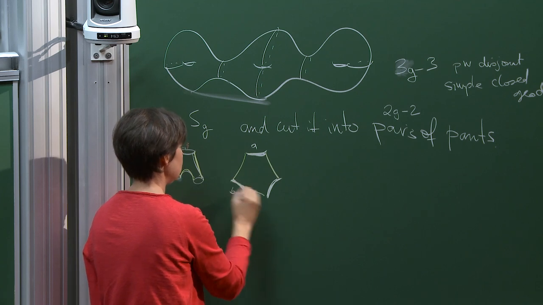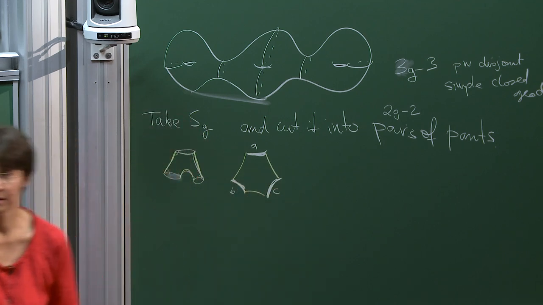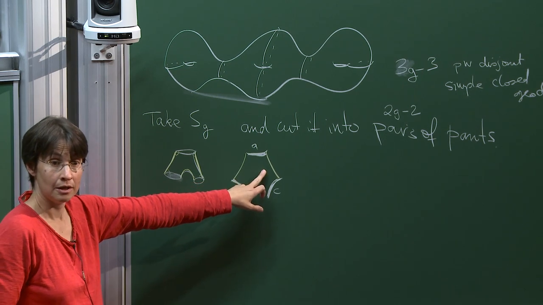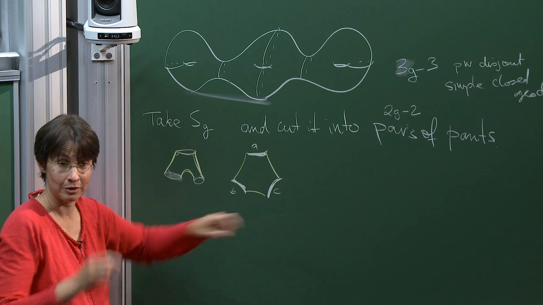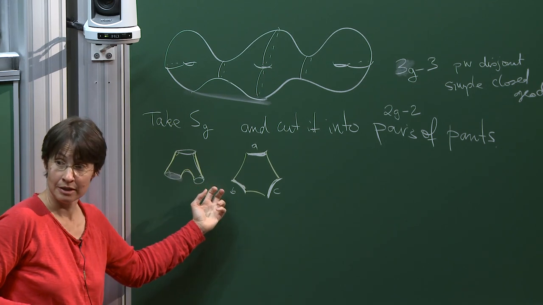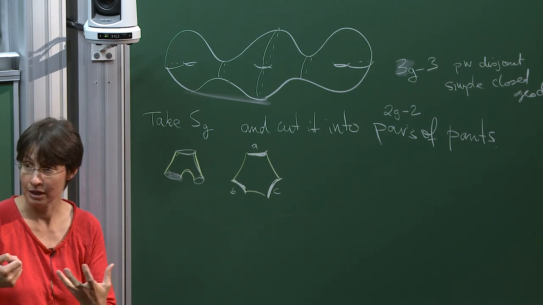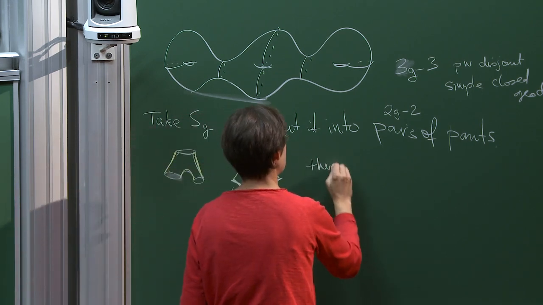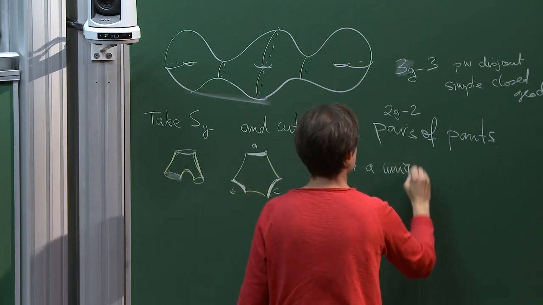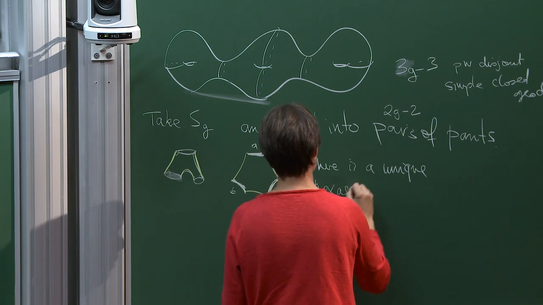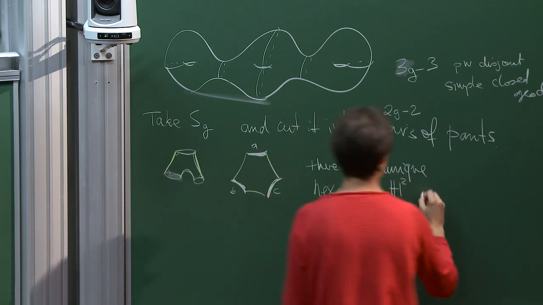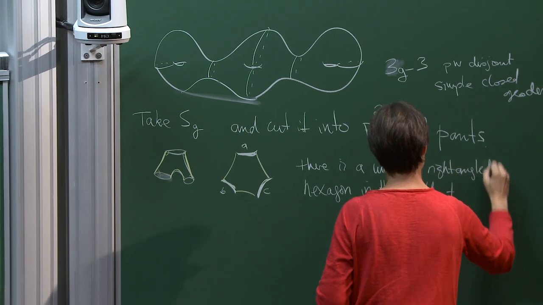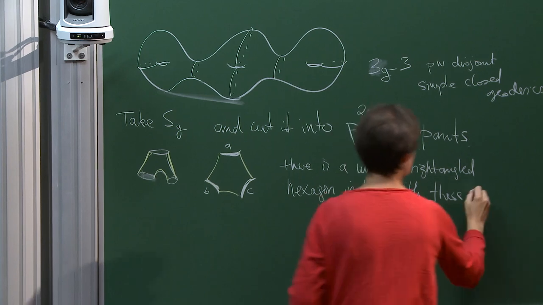So A, B, C. And now there's a nice fact of hyperbolic geometry: if you look at right-angled hexagons where you know three of the side lengths, distributed in this pattern, there's actually a unique way, up to isometry, to construct such a hexagon in the hyperbolic plane. So there is a unique right-angled hexagon in H2 with these side lengths.